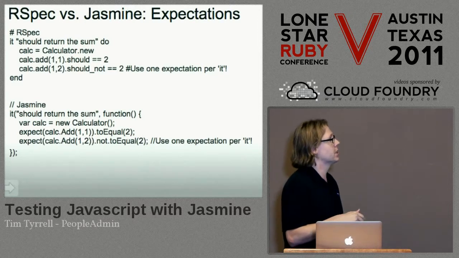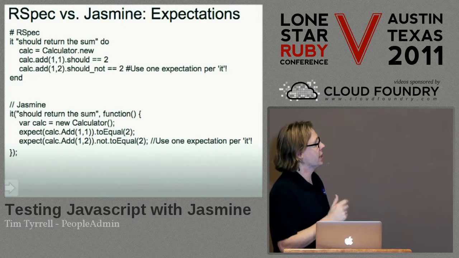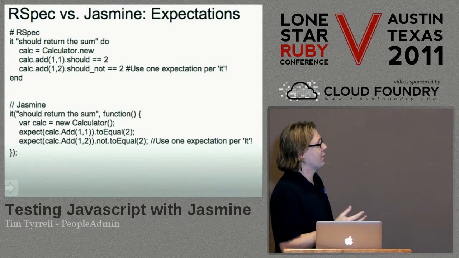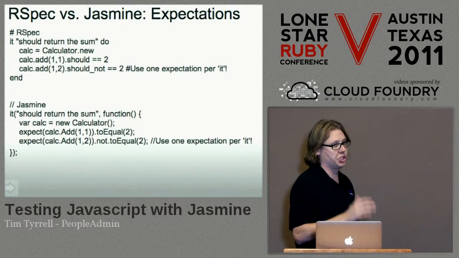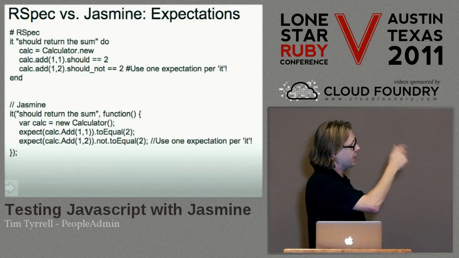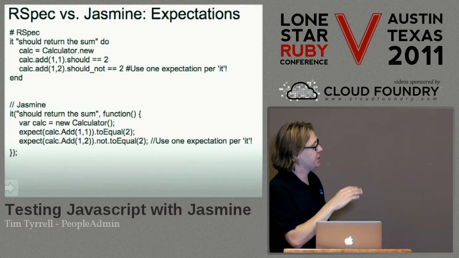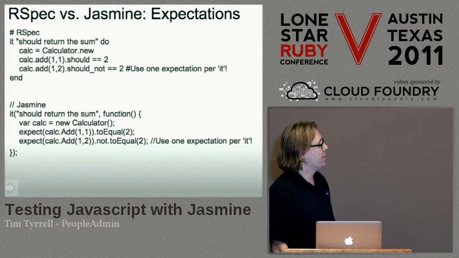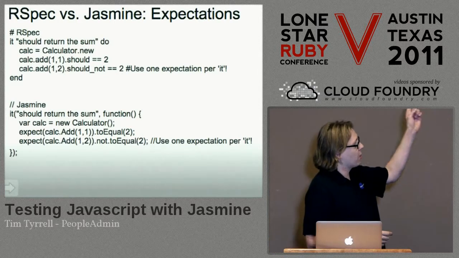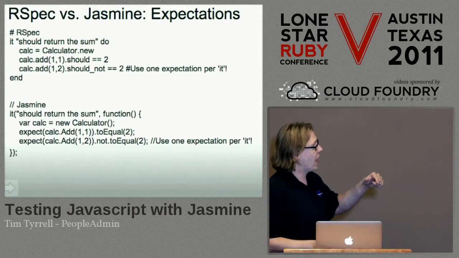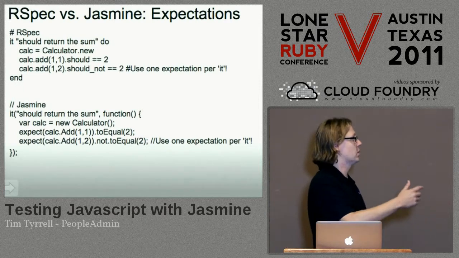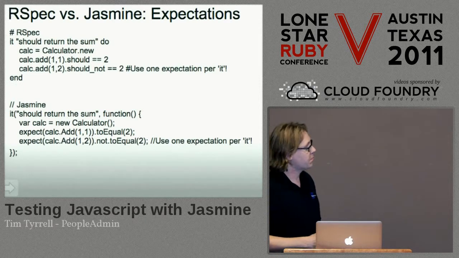Instead of with RSpec, it's calc add should not. So there's only one real thing you have to worry about with Jasmine: expect, and just chain things off it. See, not to equal. So we're chaining anything we want to test what's being done inside there. And just to explain what's happening here, we throw the calc method inside expect, call add on it. It returns a result, which we're seeing is equal to 2. So this is just a very simple calculator type example.